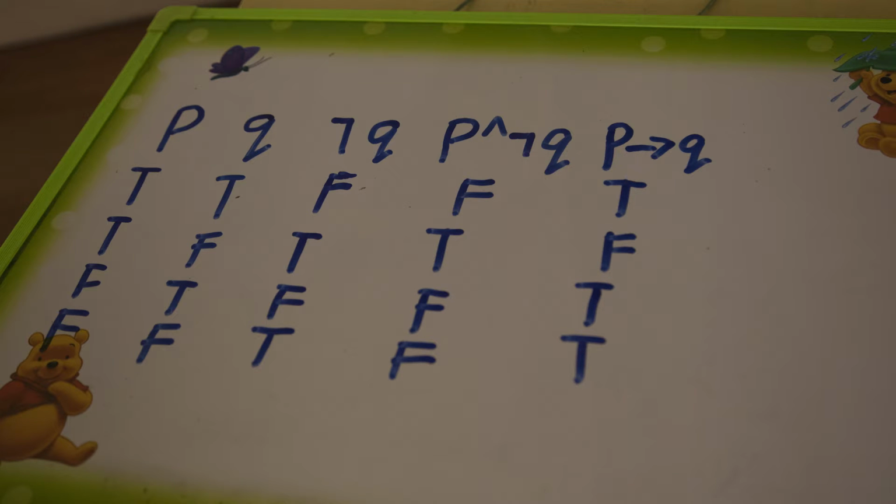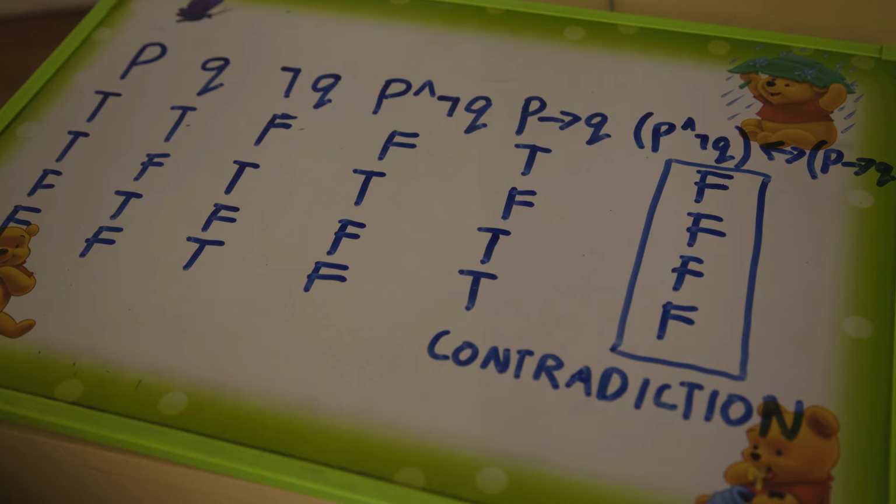Next is P implies Q, which has the truth values true, false, true, and true. The whole given problem is P and not Q biconditional with P implies Q. We can see a biconditional statement, which is true if both statements are the same, otherwise false. So here, there are no matching values, therefore the results are false, false, false, and false, thus making a contradiction statement.